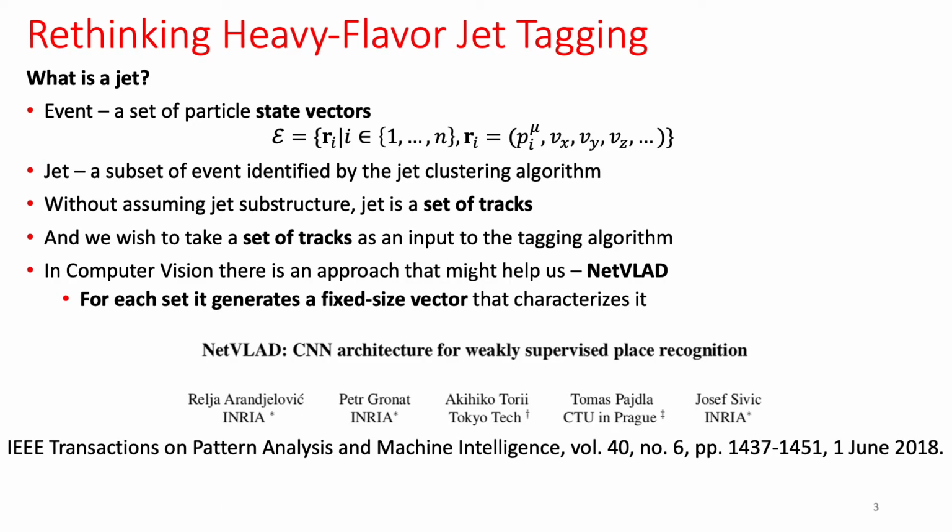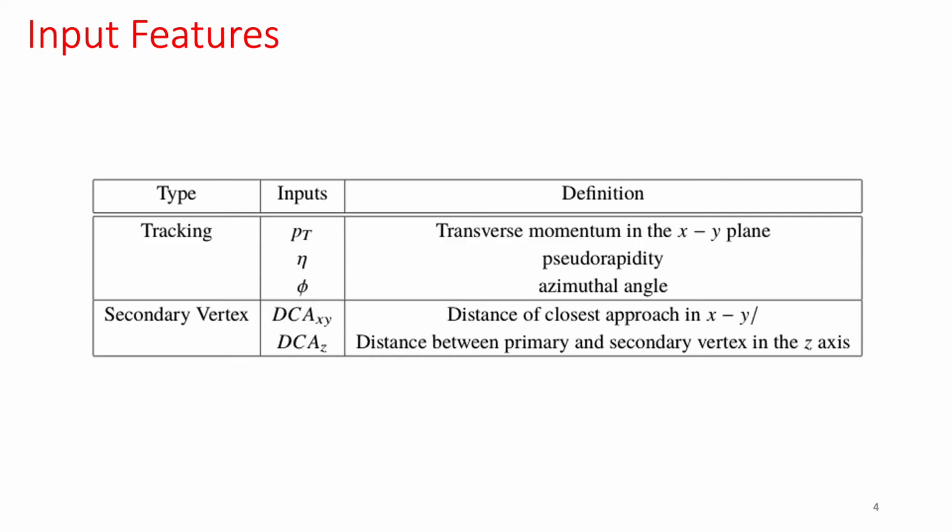To solve this task we introduce jet VLAD, a novel set-based machine learning tagging approach that builds upon the NetVLAD layer. In this paradigm we treat an event as a set of particle state vectors, and a jet as a subset of such an event. Our approach considers only low-level input information related to tracking: transverse momentum, pseudo-rapidity, azimuthal angle, and vertexing, distances of closest approach to the primary vertex in X, Y, and Z planes.